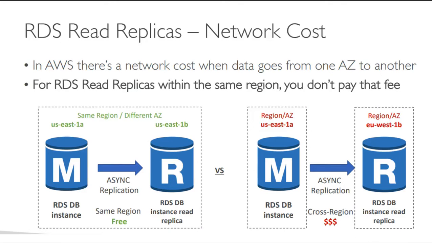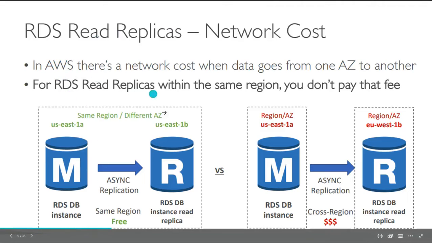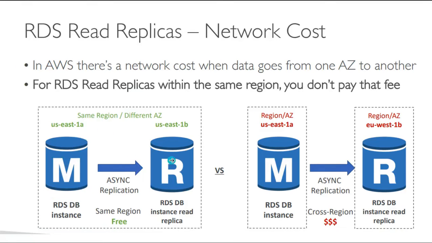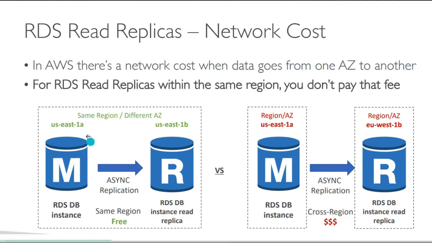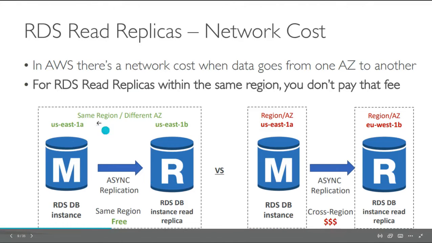Okay. So there is always a cost whenever the data is transferred, but in a read replica, if the read replica is in the same region but different AZ, or same region, same AZ, you don't have to pay any money. Same region, same AZ, same region, different AZ, no charge for network, no charge for the data. But if your master instance and the read replica are in different regions, you have to pay the price.